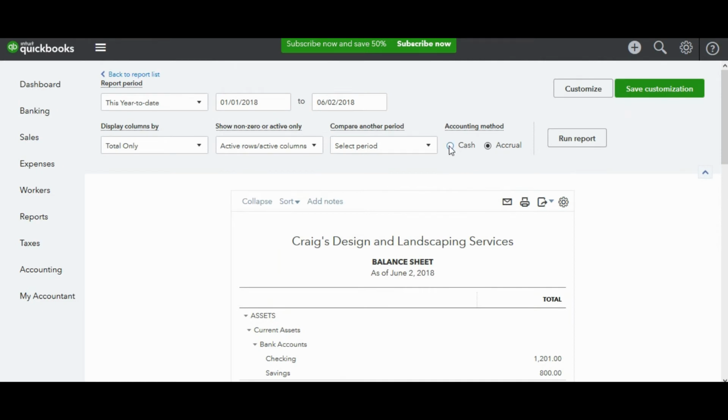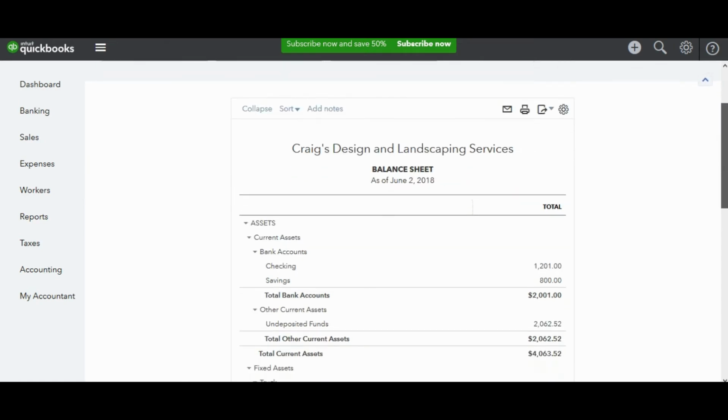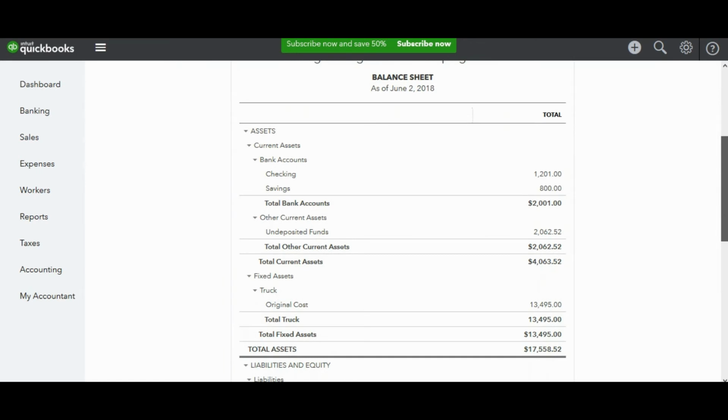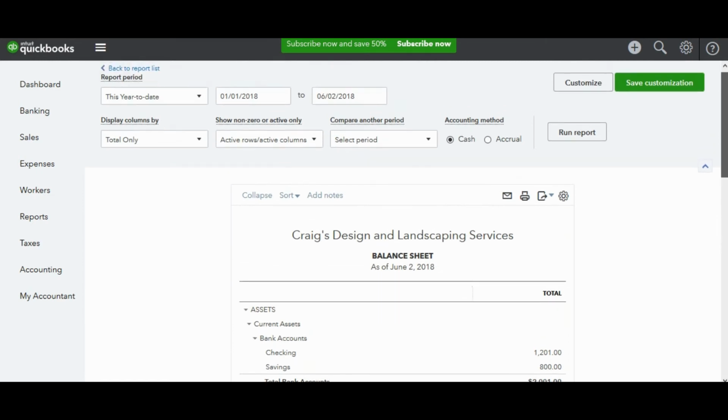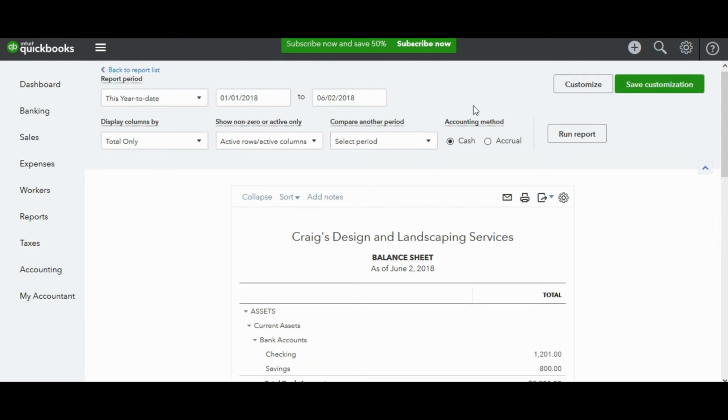Now, when we look at things on a cash basis, and we go ahead and run this report, cash basis means that it's what we have received and what we owe. So if you notice, now we're missing those accounts receivable and accounts payable because we're looking at this on a cash basis. QuickBooks gives you the ability to toggle between the two.